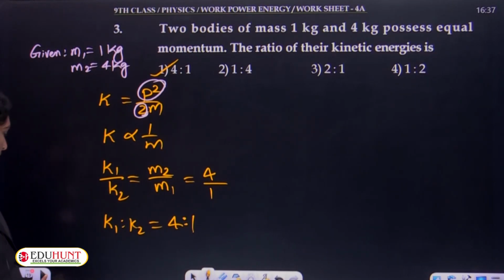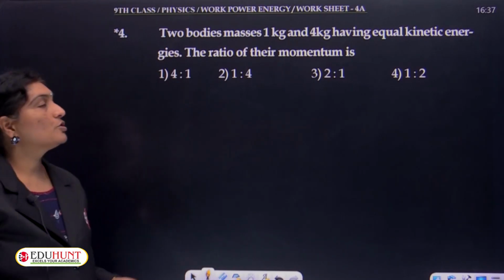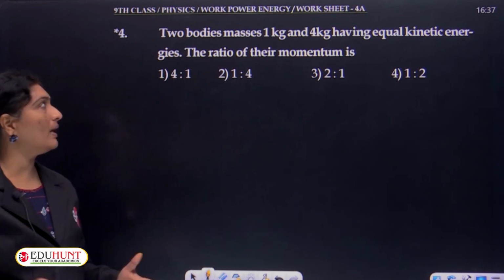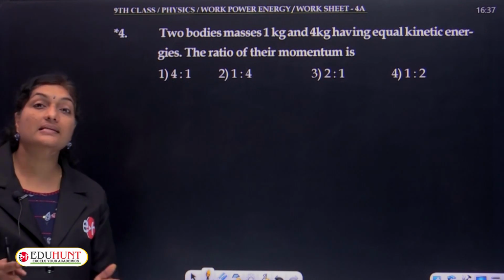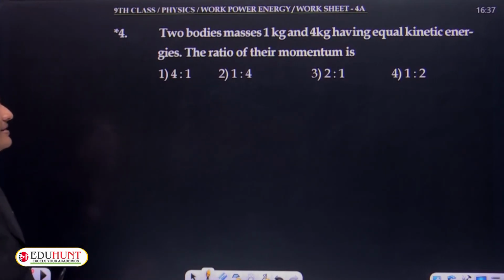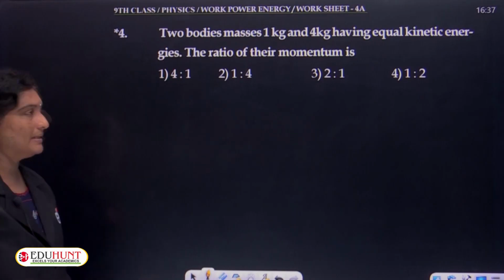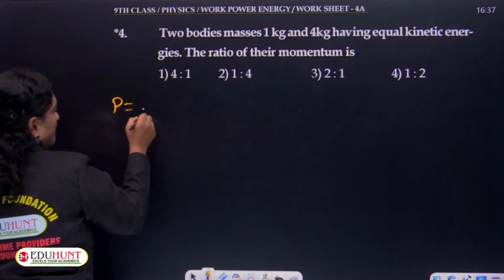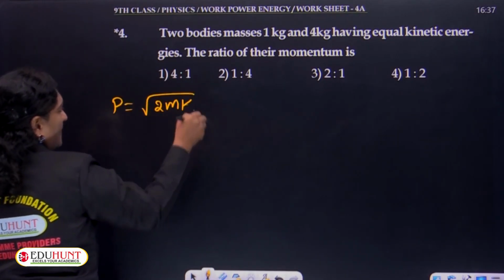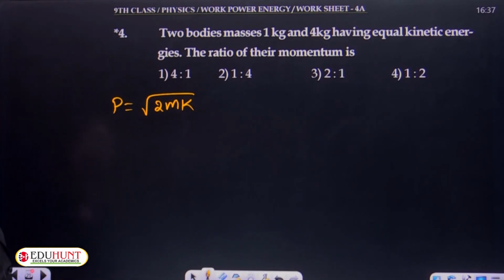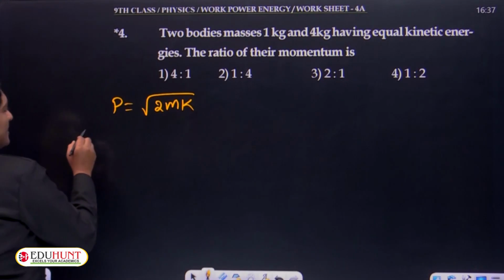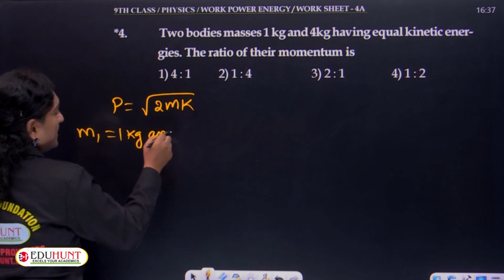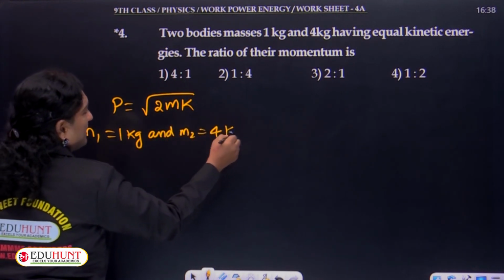Got it, children? So moving ahead with the next question. What is given? Two bodies of masses 1 kg and 4 kg having equal kinetic energies. What is equal? Kinetic energies are equal. Now you are asked to find the ratio of their momentum. So in order to find this, you are asked to find the momentum. Formula for momentum is equal to root over 2mK. Momentum formula is root over 2mK, and what is given is masses. First body mass is 1 kg and second body mass is given to be 4 kg.